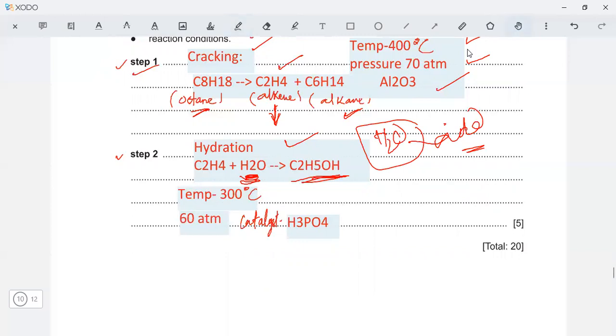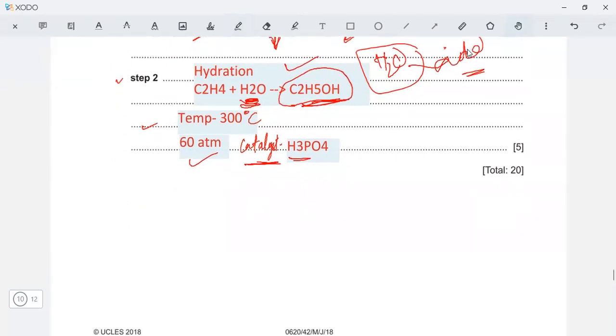For the reaction to be carried out, certain conditions must be satisfied. So what are the conditions needed for this chemical reaction to take place? Basically, the temperature should be 300 degrees centigrade, whereas the pressure should be about 60 atm. And the catalyst to be used is phosphoric acid, H3PO4. So that we will get ethanol. Okay, in this way you can write it down.